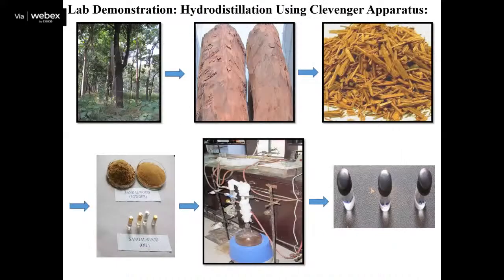In the laboratory, steam distillation requires a big infrastructure, but in the lab we can estimate oil using hydro distillation with the Clevenger apparatus. These are the photographs: this is wood, these are billets, this is powder, and by hydro distillation using the Clevenger apparatus we can get the oil content.